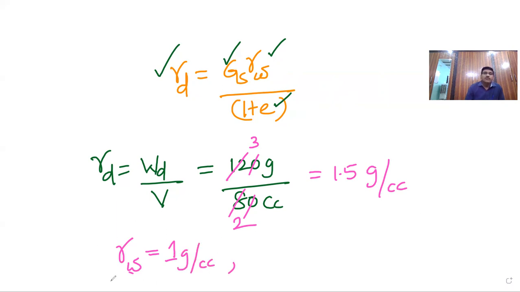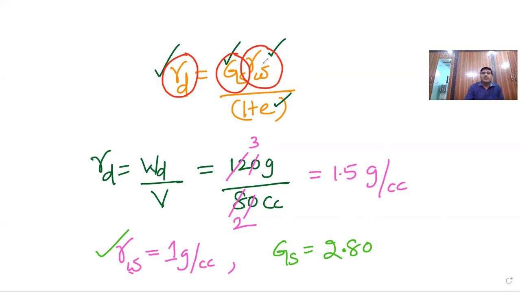This we know. Is it clear? This is already a standard one. Now, Gs is given, the specific gravity term. How much has he given? 2.80. Clear? For specific gravity, there are no units. Now, in this formula, you know gamma dry, you know specific gravity, you know gamma W. What else does he want? That's so simple. So just substitute these things.